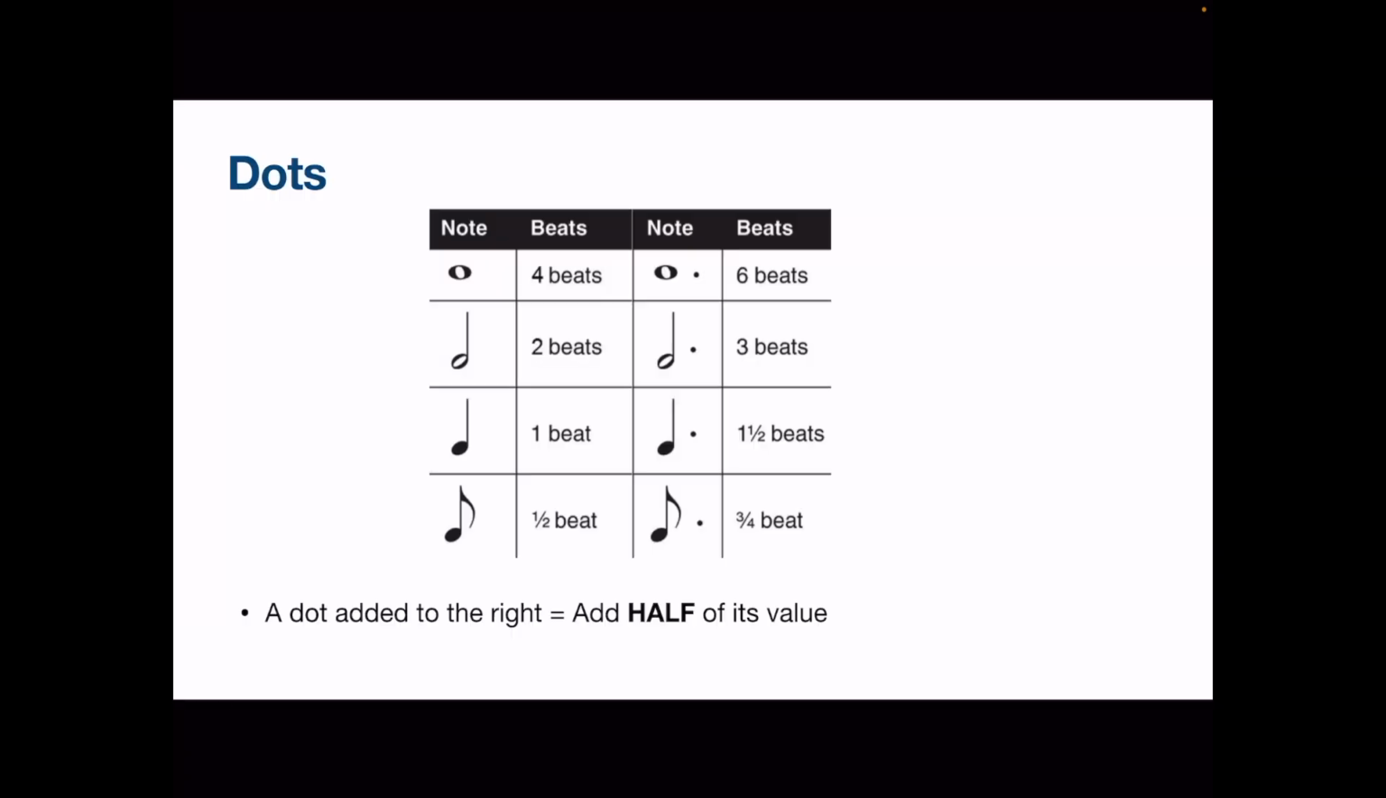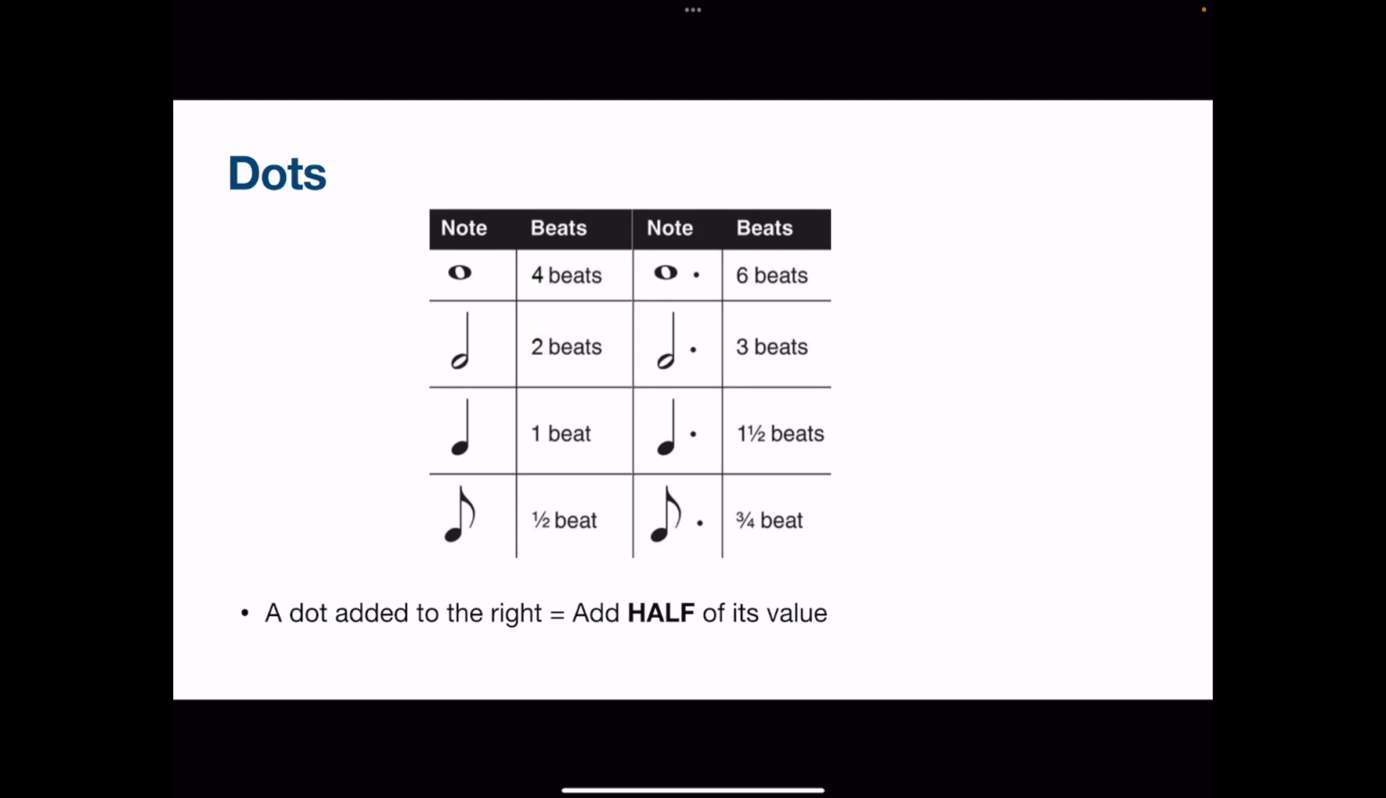Now we're going to talk about dots and ties. So previously we learned that a whole note is 4 beats, a half note is 2 beats, a quarter note is 1 beat. But what if we want something in between? What if we want 3 beats? What if we want 5 beats? What if we want 1.5 beats? Well, that's when dots and ties come in.